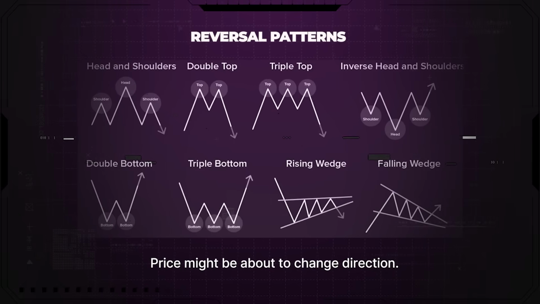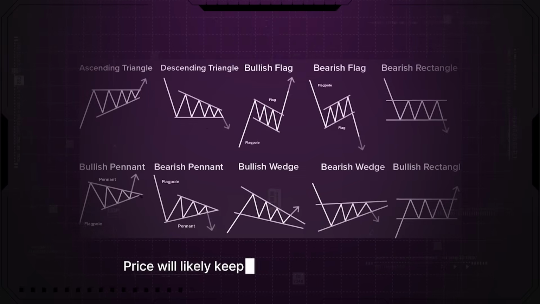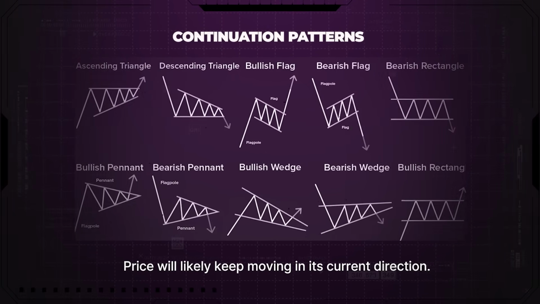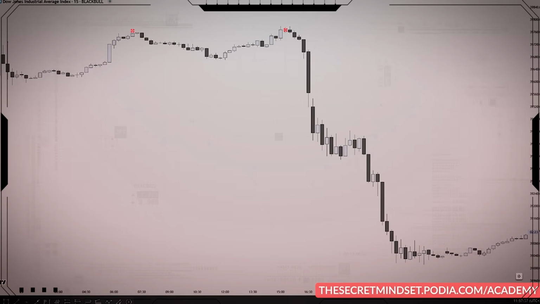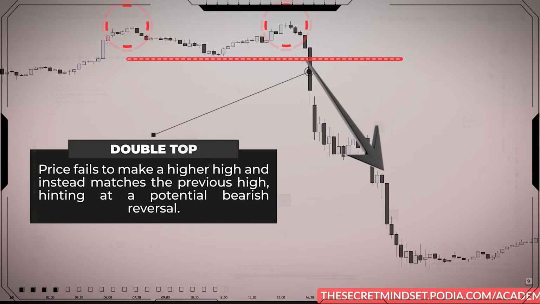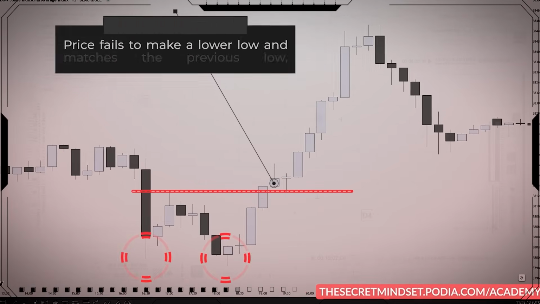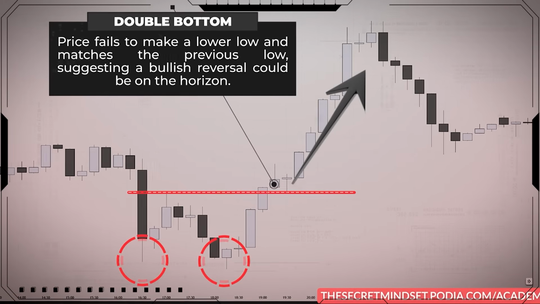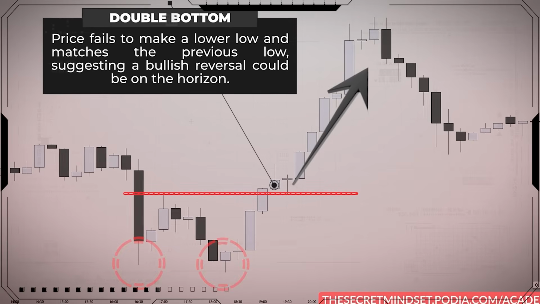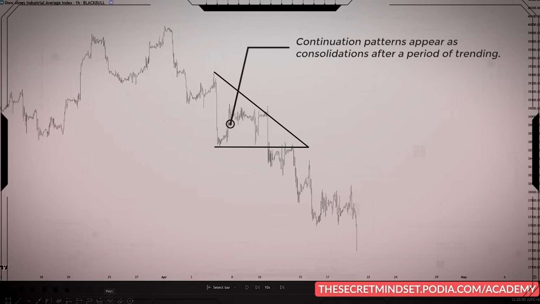In technical analysis, we can have reversal patterns, which indicate that the price might be about to change direction, or continuation patterns, which signal the price will likely keep moving in its current direction. Double tops and bottoms are the most important reversal patterns worth watching. A double top happens when the price fails to make a higher high and instead matches the previous high, hinting at a potential bearish reversal. A double bottom is the opposite. The price fails to make a lower low and matches the previous low, suggesting a bullish reversal could be on the horizon. Continuation patterns appear as consolidations after a period of trending.